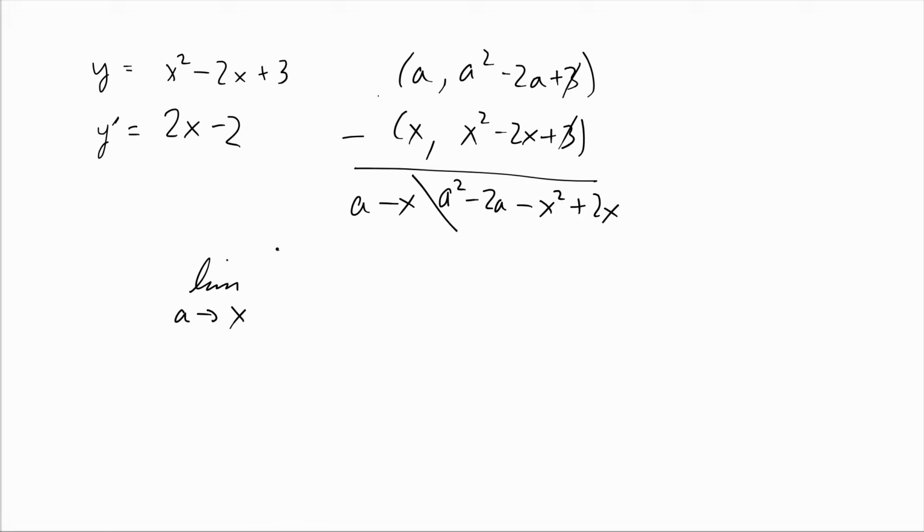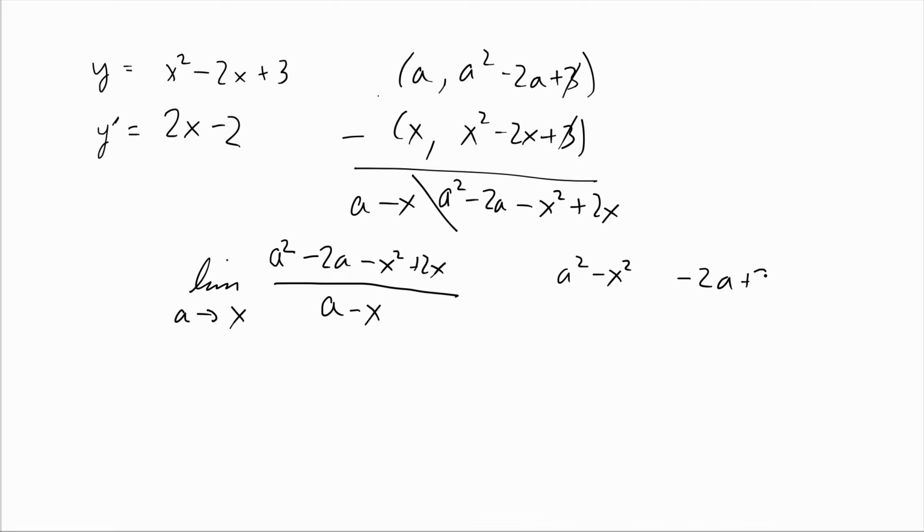So we end up getting a squared minus 2a minus x squared plus 2x all over a minus x. Now, I'm going to separate this into two different parts. You see this a squared and x squared? Let's put those together. We can think of this as a squared minus x squared, and put the negative 2a and the 2x together, so minus 2a plus 2x.